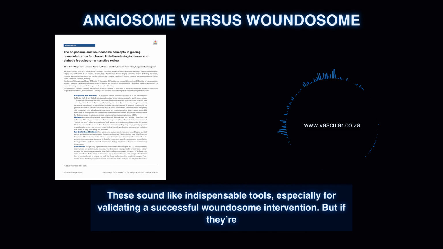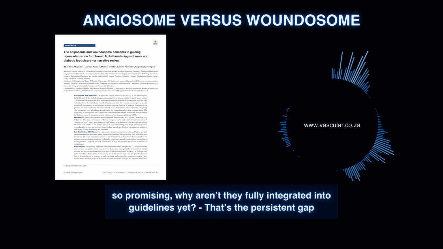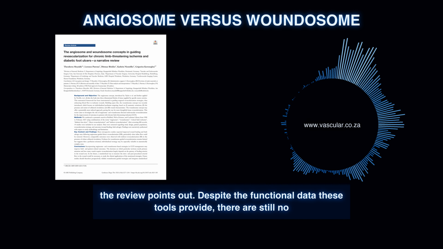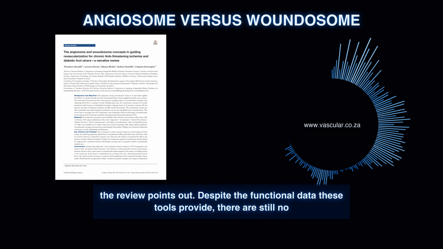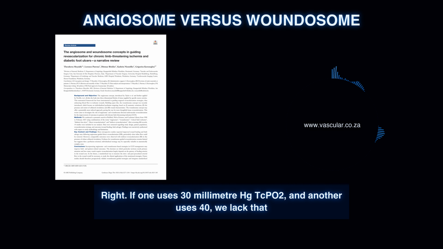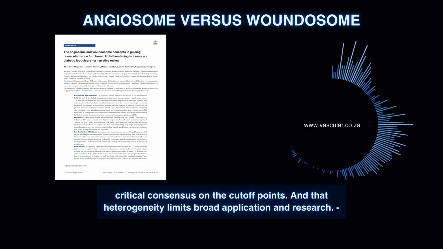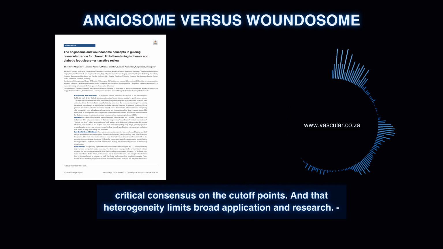These sound like indispensable tools, especially for validating a successful Woundosome intervention. But if they're so promising, why aren't they fully integrated into guidelines yet? That's the persistent gap the review points out. Despite the functional data these tools provide, there are still no universally accepted standardized thresholds. So one center might define success differently than another? Right. If one uses 30 mmHg TCPO2 and another uses 40, we lack that critical consensus on the cutoff points, and that heterogeneity limits broad application and research.